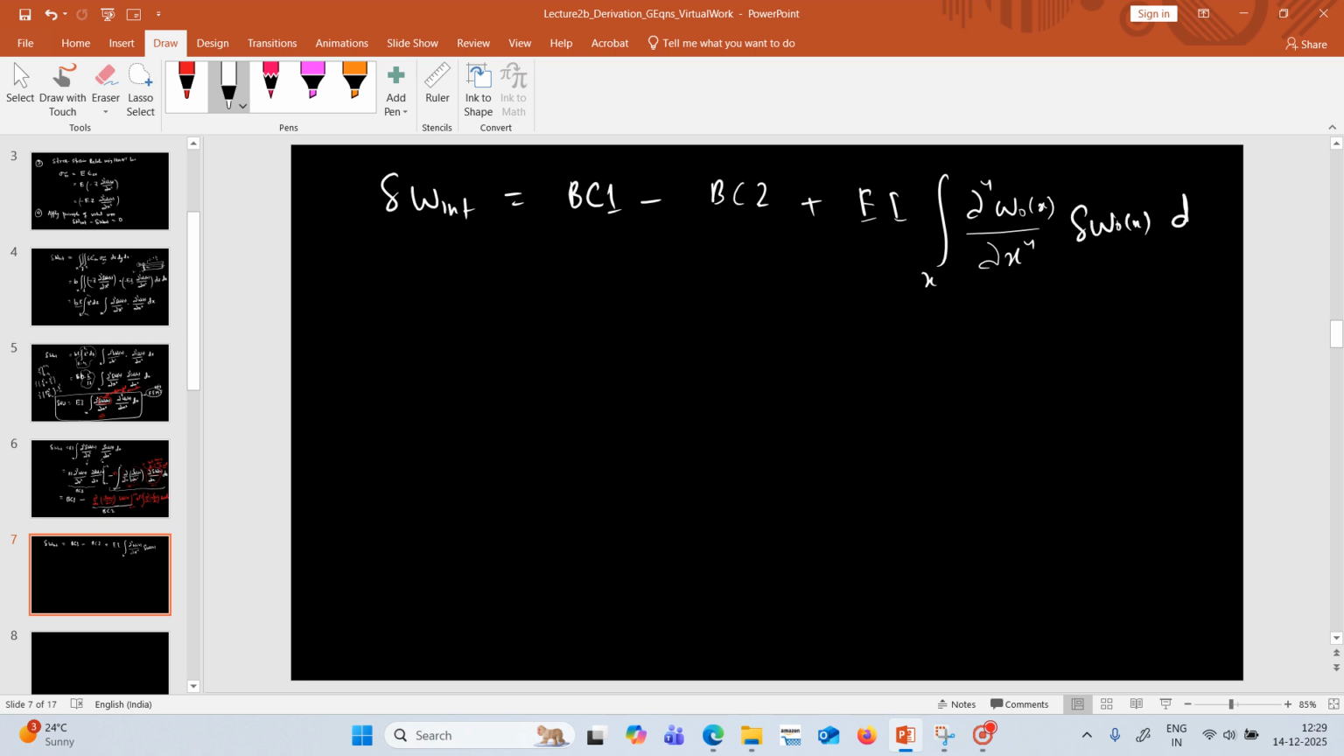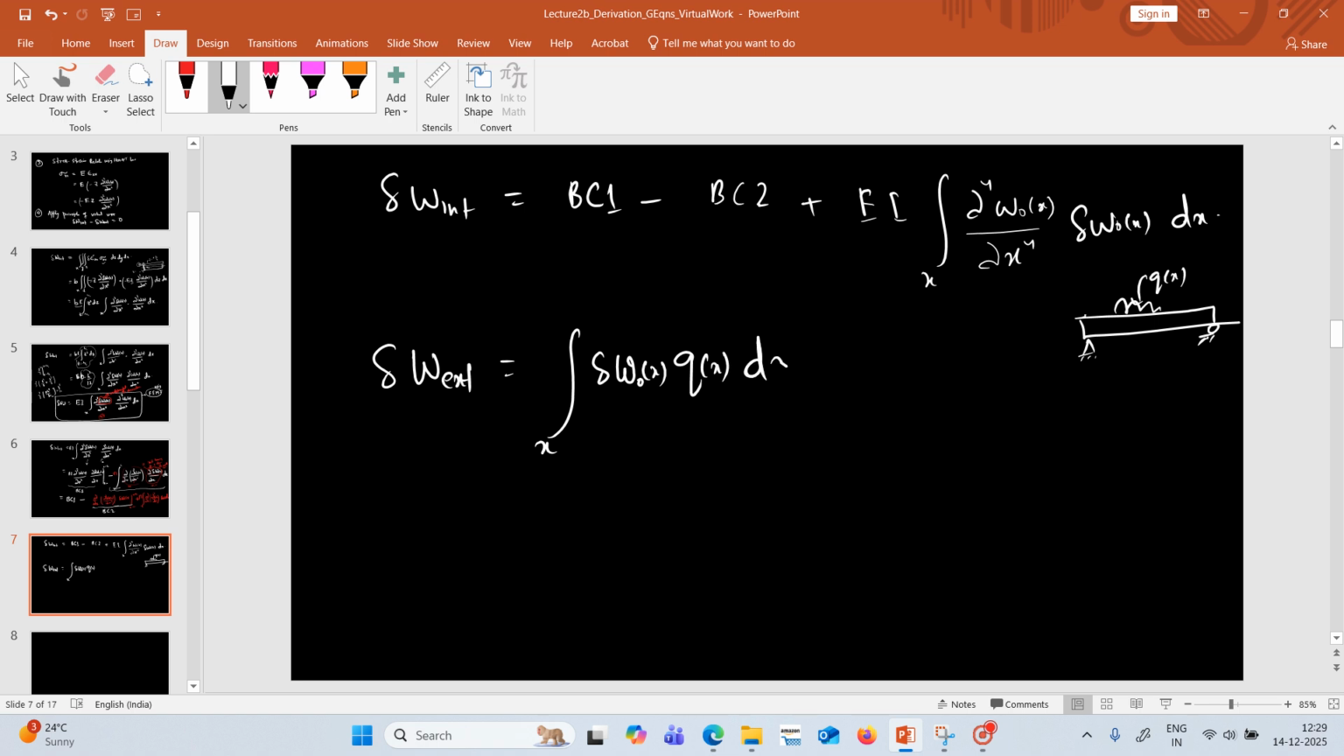Now, what is delta work external? If the beam is applied with external work, let us say some transverse load q of x, we are just talking about the transverse load. Then we will have the integral of delta w naught of x into q of x dx. This would be the external work done.